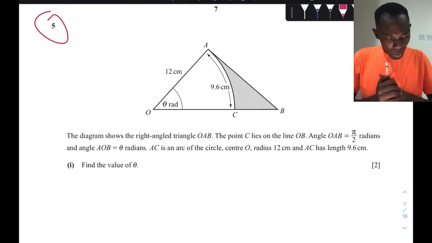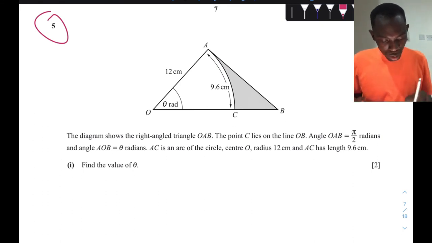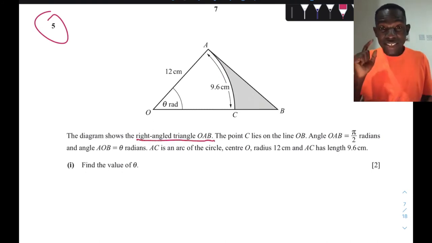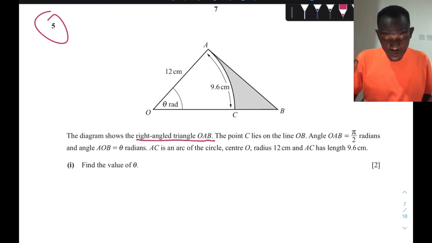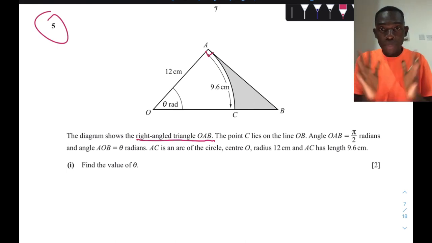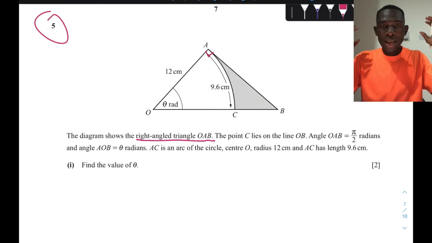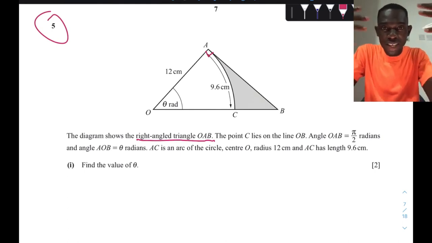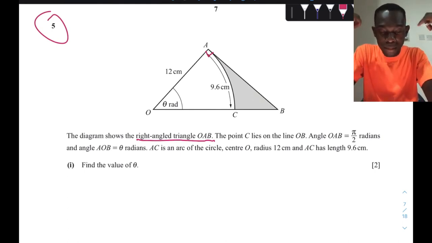What do we do? It says that the diagram shows the right angle triangle. Whoa, that is very, very important. So OAB is a right angle triangle. So the angle at A is 90 degrees. That is a cool chop. Once that has been established, we can do a lot of things. We can apply the trig ratios here. Okay, so keep that in mind.